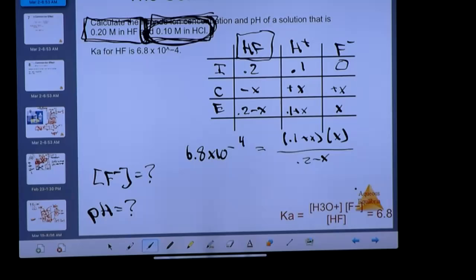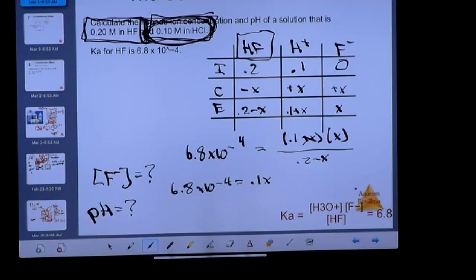Okay, so a long time ago, what did we say about this? We said that a weak acid, what was x equal to down here? It's almost 0, right? So why worry about it? You with me? So 6.8 times 10 to the negative 4 really equals these two things. The x would just disappear, right? You with me? And we'd end up with 0.1 x if we multiply across the top.